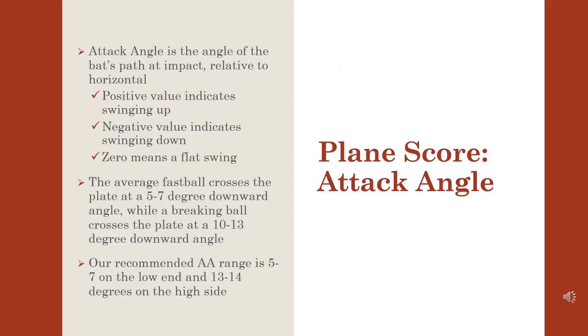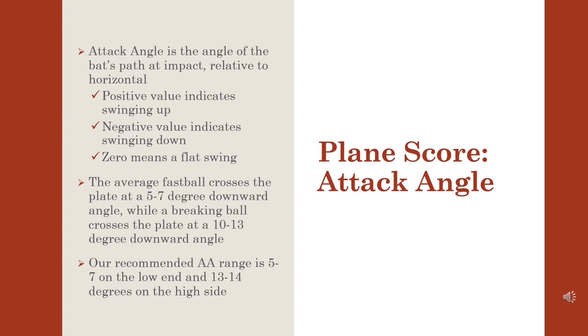Next up is the attack angle. Attack angle is the angle of the bat's path at impact relative to the horizontal, but this time it's measured from the side and not the front. A positive value indicates that at the point of contact, your bat's moving up. A negative value says that it's moving down, and a 0 basically implies that you have a flat swing.